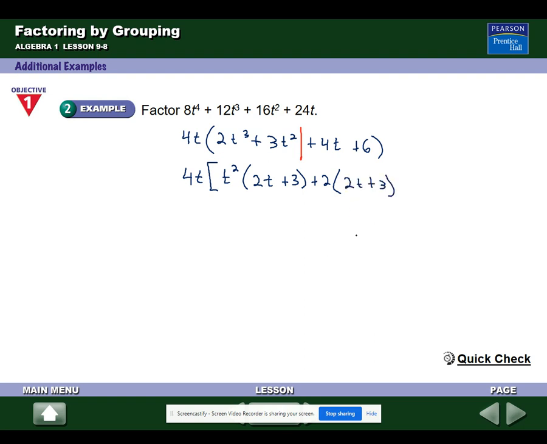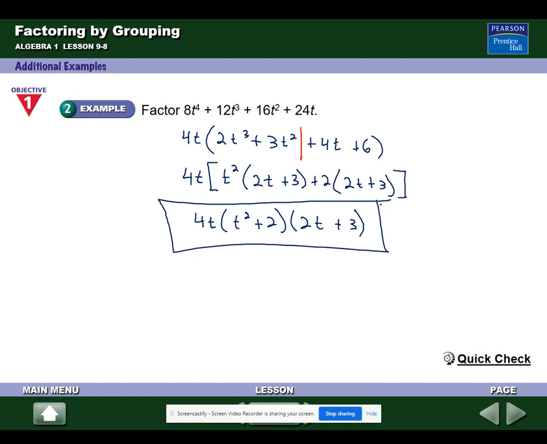Now again, it's not a coincidence that what's in parentheses is the same thing. If they're not the same thing, you don't have a factoring by grouping problem because you're not going to be able to combine like terms, so to speak, to group them together. But they are the same thing. 2t plus 3, 2t plus 3. I have t squared, 2t plus 3s. I'm adding that to 2 more 2t plus 3s. That's going to be t squared plus 2, 2t plus 3s. Treat them like objects just as if they were like terms. And then you should also have a 4t out front. This is completely factored.